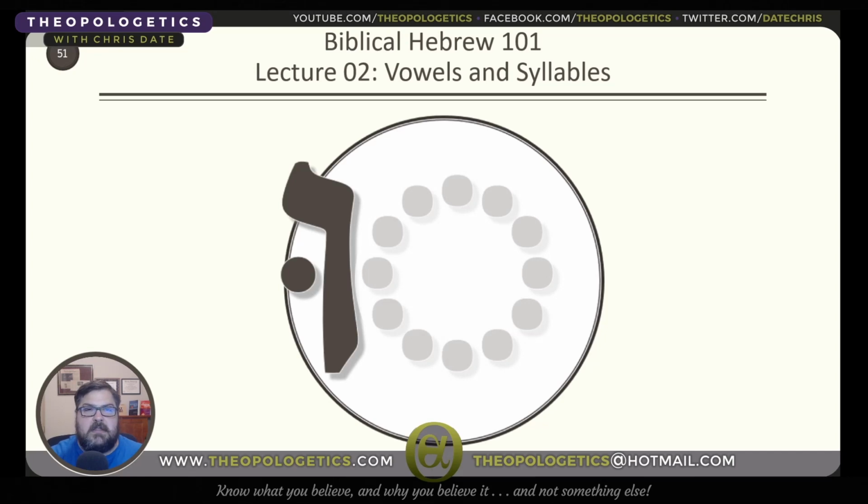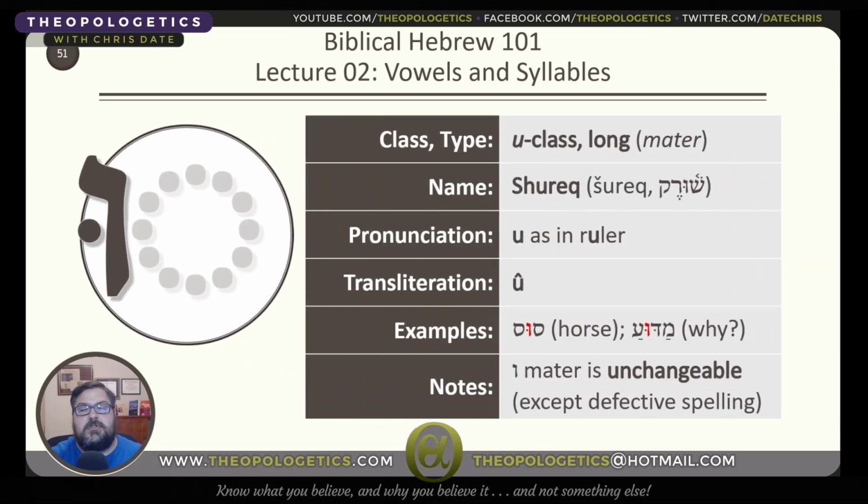The next vowel in the U class is another mater, another vav mater to be specific. But unlike the holam vav, this is not named with the name of the vowel followed by the name of the consonant. This has its own name, which is shurek. It's pronounced the same way as a kibbutz, like the U in the English word ruler, and it's transliterated using the English letter U with a caret over it. This is a very common vowel. You will see it in words like sus, meaning horse, and madua, meaning why. And like yod maters, the vav mater is unchangeable, except it is sometimes lost in defective spelling.